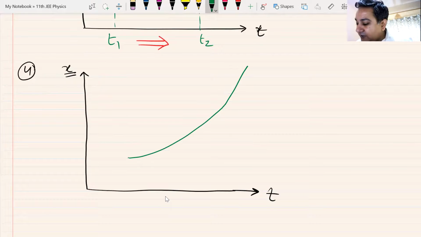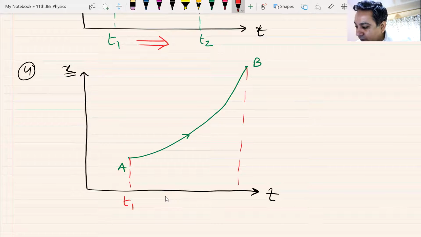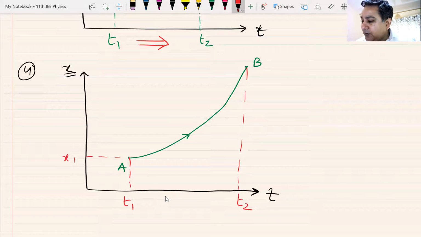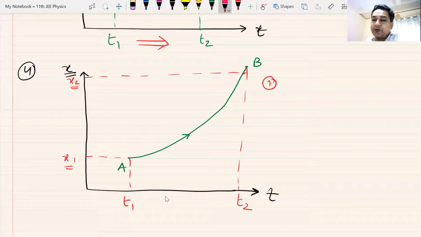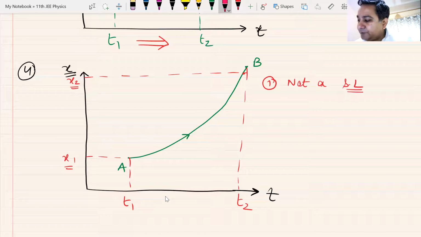This is definitely not a straight line. The particle is definitely moving from A to B. Time is t1. Time cannot decrease. We know that. t2. x1. And let me call this x2. Let's discuss this. What about the first point? Is it a straight line graph? Not a straight line graph.